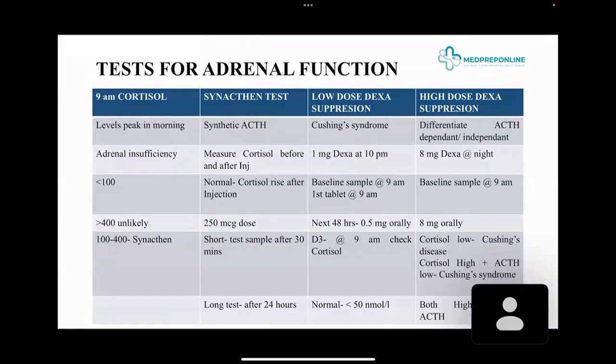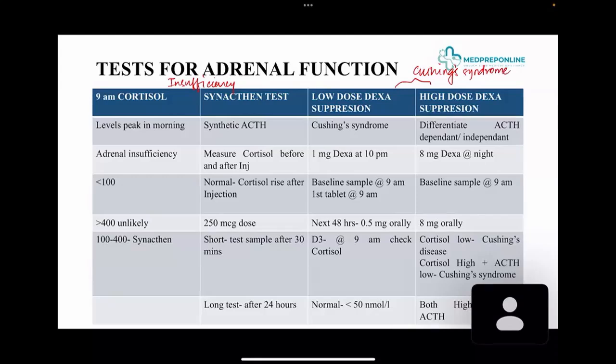Now you have tests for adrenal function to differentiate between different types of pathologies. 9-AM cortisol and synactin test, these two are mainly to diagnose insufficiency, is what you have to remember, as well as low-dose DEXA suppression and high-dose DEXA suppression. These are basically to diagnose Cushing's syndrome. So I know it looks like it's a lot to take in, but it's quite easy to understand. You just have to remember the names of the test and which test will be used for which particular disease.